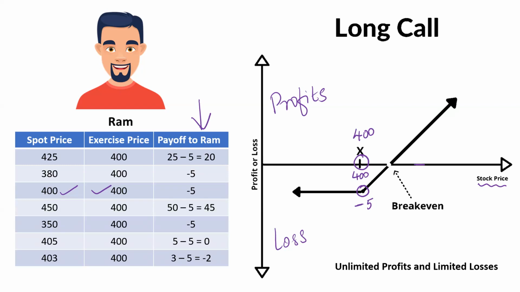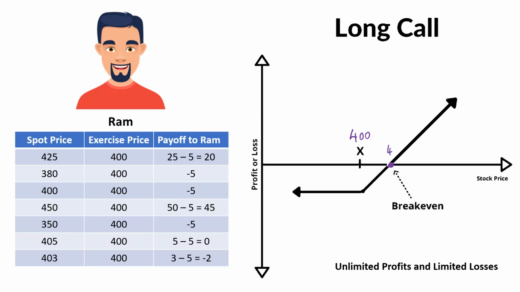If the spot price is 380, RAM is still losing 5 rupees. If the spot price is 350, RAM is still losing 5 rupees only. On the other hand, if the spot price is at 405, then it is a break-even point. At this particular point, the profit and loss is 0 for either party.